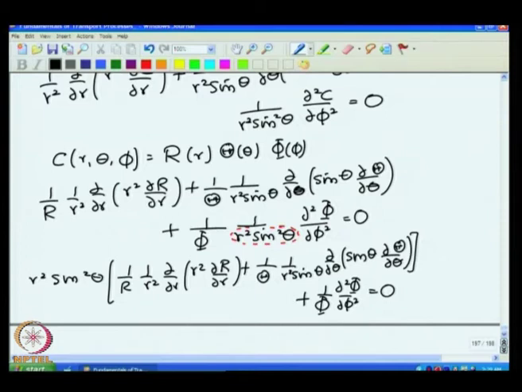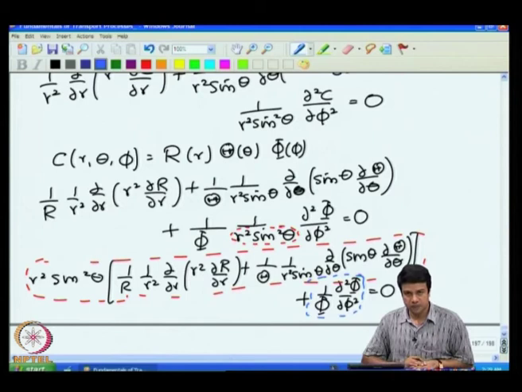And if we look at these terms here, this first term is only a function of r and theta. The second term here is only a function of phi. That means that both of these terms individually have to be equal to constants.